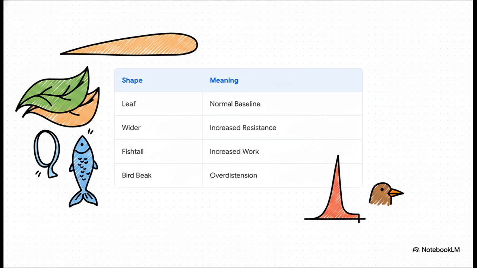On the flip side, if the top of the loop tapers off to a sharp point, creating a bird beak appearance, you have alveolar overdistension. Your pressure or your PEEP is set way too high, and you are dangerously overstretching the alveoli without getting any extra volume for it. If you see a bird beak, you need to back down on that pressure immediately.